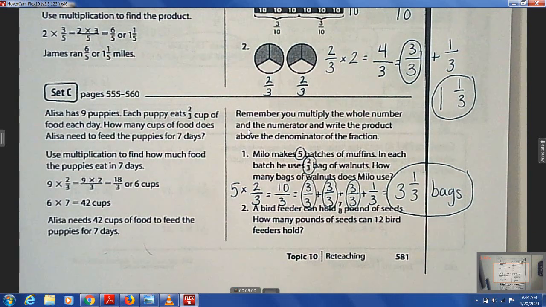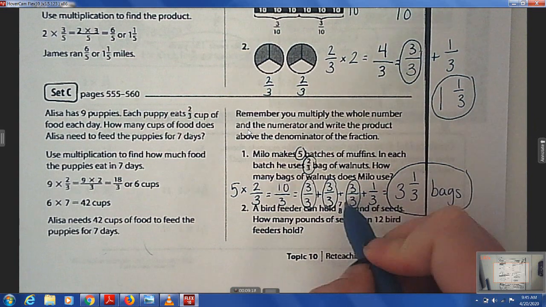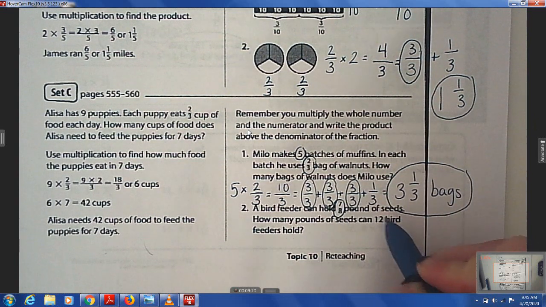For number 2, a bird feeder can hold 7/8 pounds of seeds. How many pounds of seeds can 12 bird feeders hold? So looking for my fraction is 7/8 multiplied by my whole number of 12.